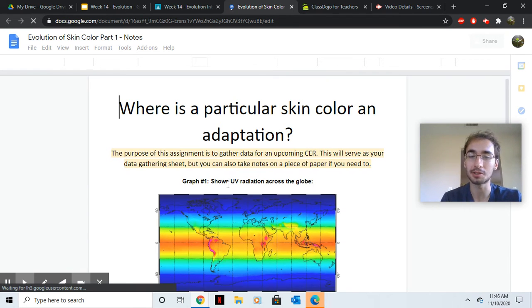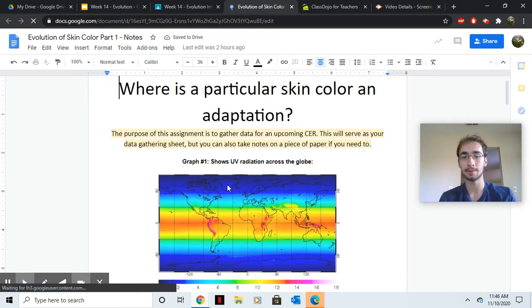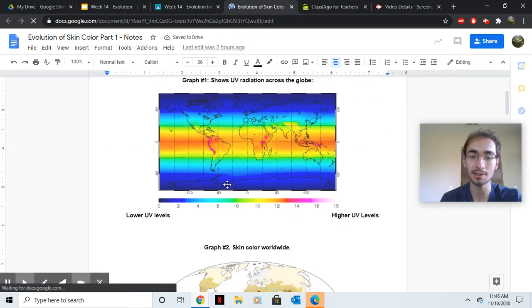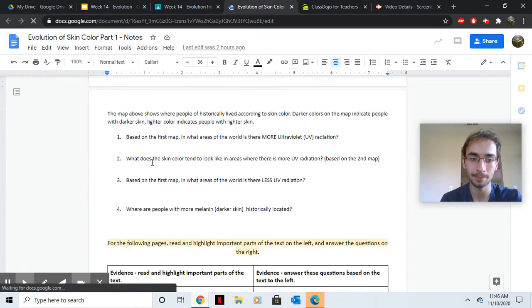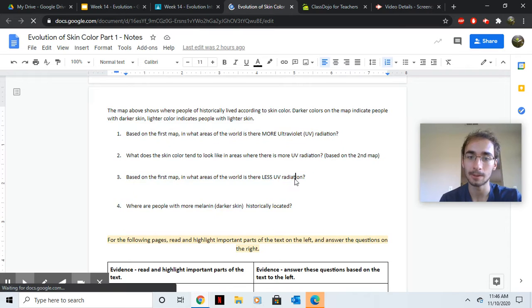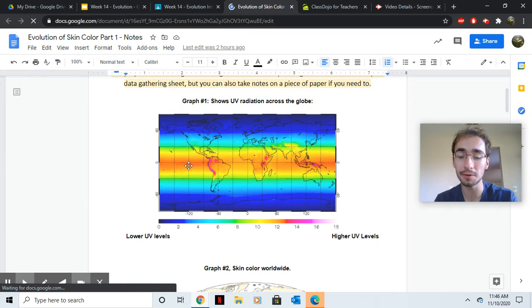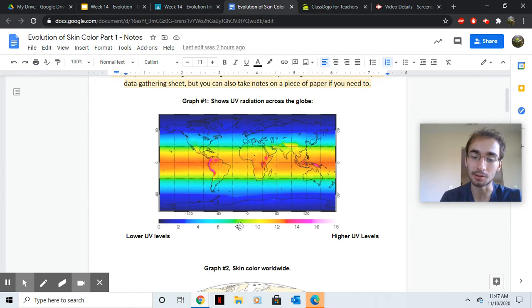Where is this particular skin color an adaptation? So where does the skin color give you an advantage? The first four questions right here are going to be based on the two maps. Graph number one is UV radiation. I want you to think of UV radiation like sunlight. Try and look at the graph. What do you notice about the graph? Where is there more UV radiation? Where is there less UV?